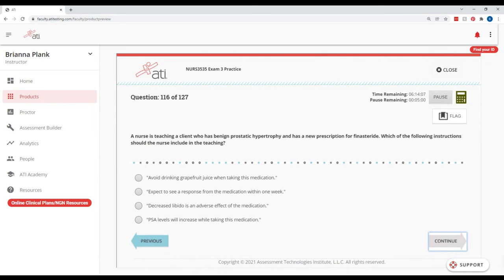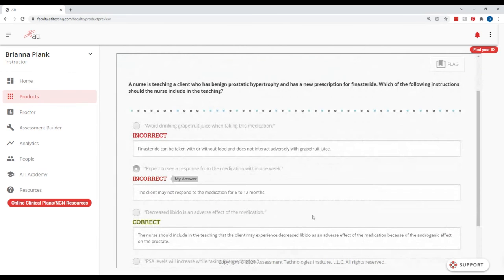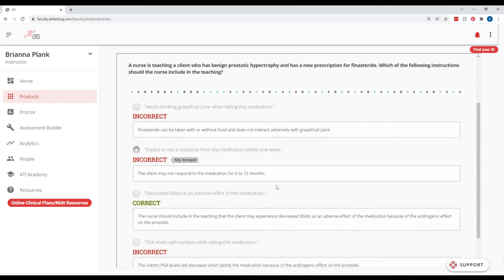Okay, finasteride. Ooh. I'm guessing B, and I am incorrect. Decreased libido. Okay. I didn't know that.